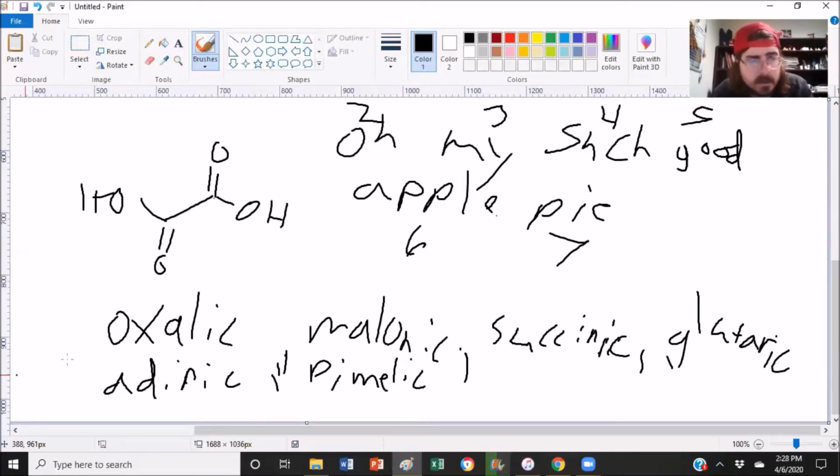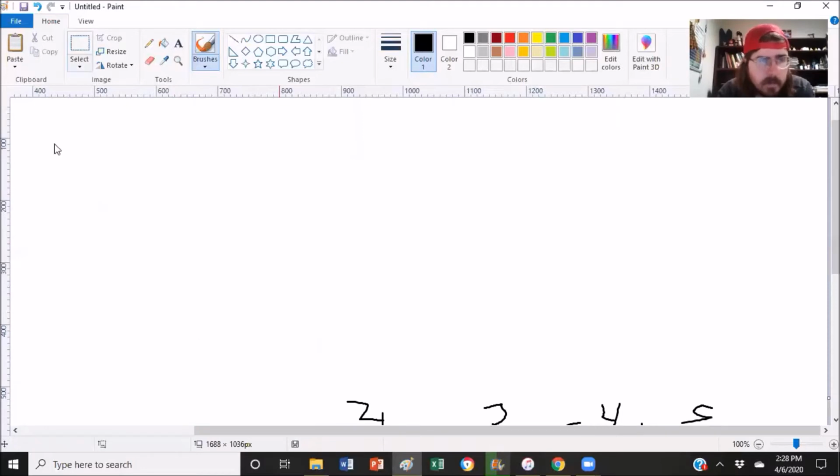Some of these guys, it's easier to say that it's oxalic acid than it is to try to say 1,2-dicarboxy ethane or something like that. So, okay.